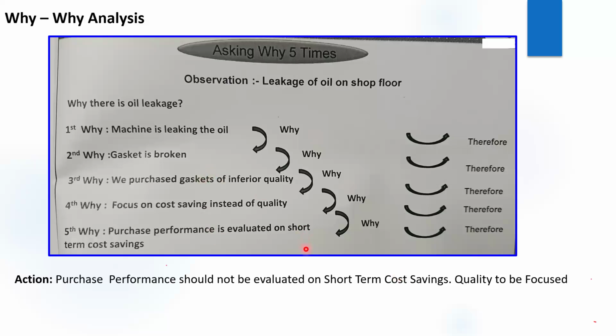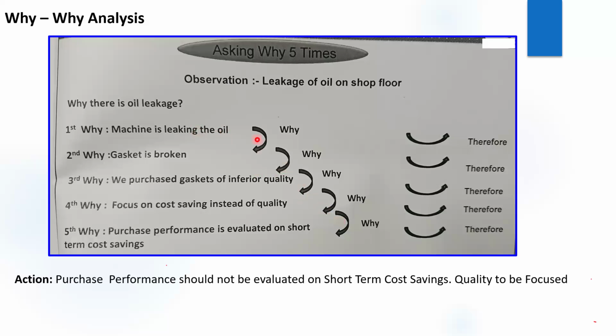And there is one trick. After completing Why-Why, you need to use the therefore technique. What is that therefore technique? Suppose the last why is purchase performance is evaluated on short-term cost saving. Now ask therefore from here. So purchase performance is evaluated on short-term cost saving. Therefore, purchase is focusing on cost saving instead of quality. Therefore, purchase is purchasing gaskets of inferior quality. Therefore, gaskets are breaking, and therefore the machine is leaking the oil.